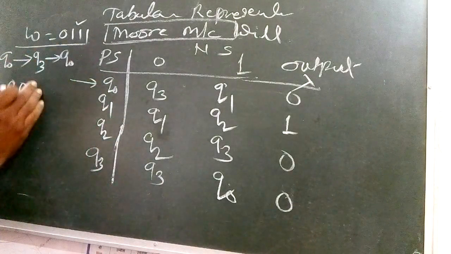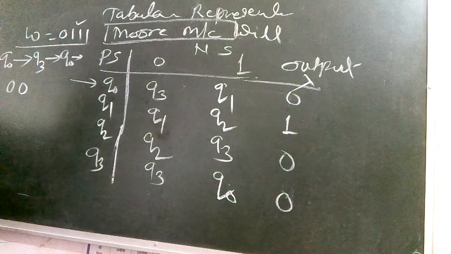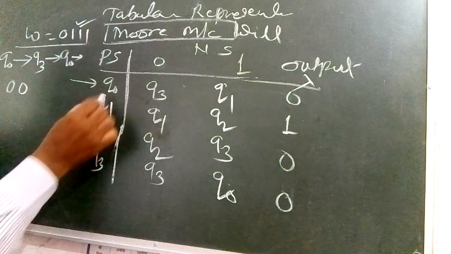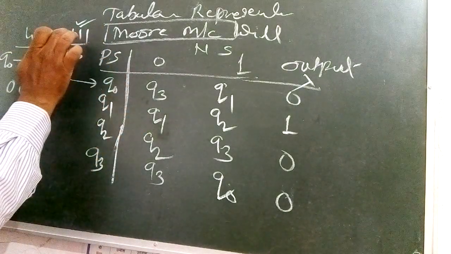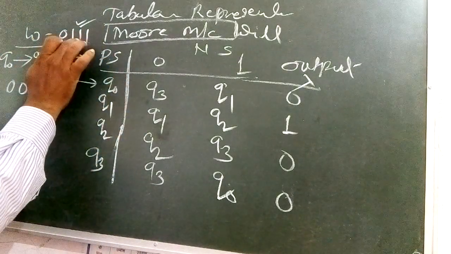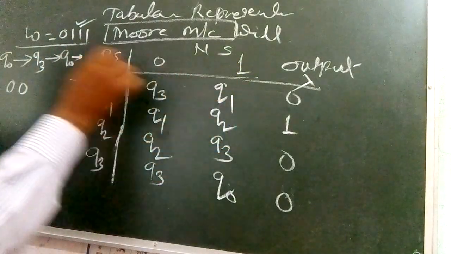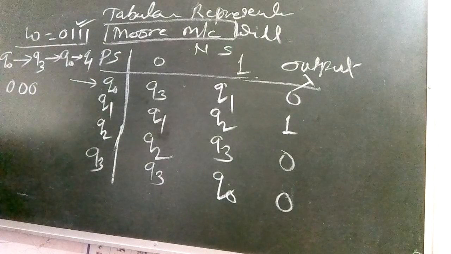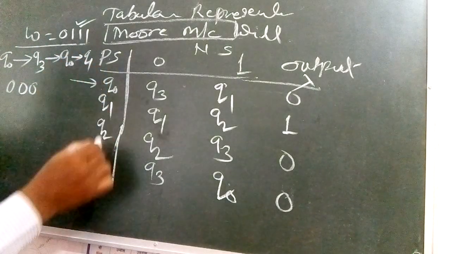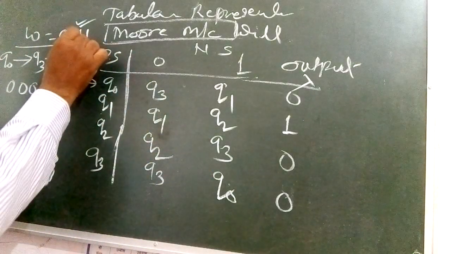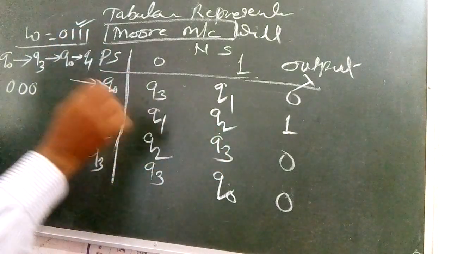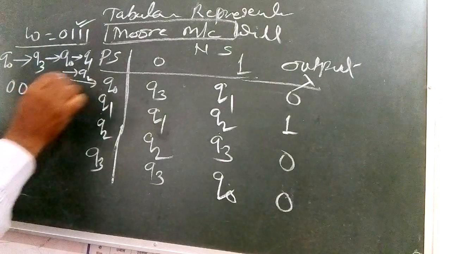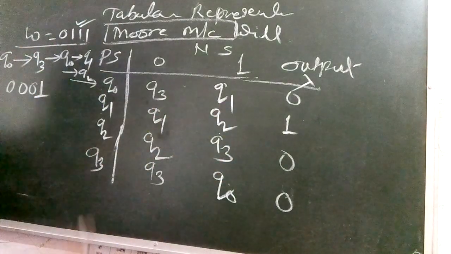And from state Q0 for the next, third input, that is 1, it will go to Q1, and the output will be 0. And from Q1 for the last input 1, it will go to Q2 and output 1.